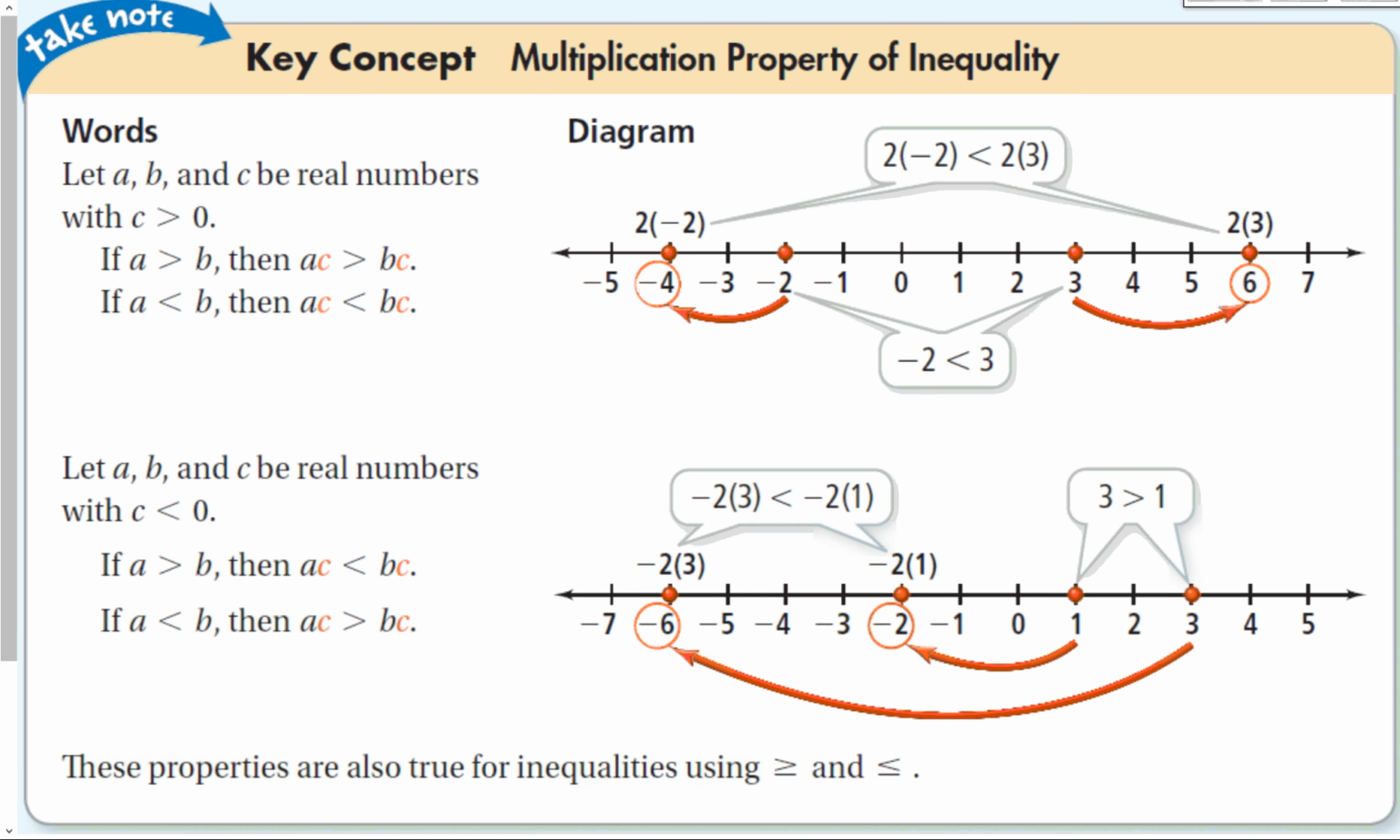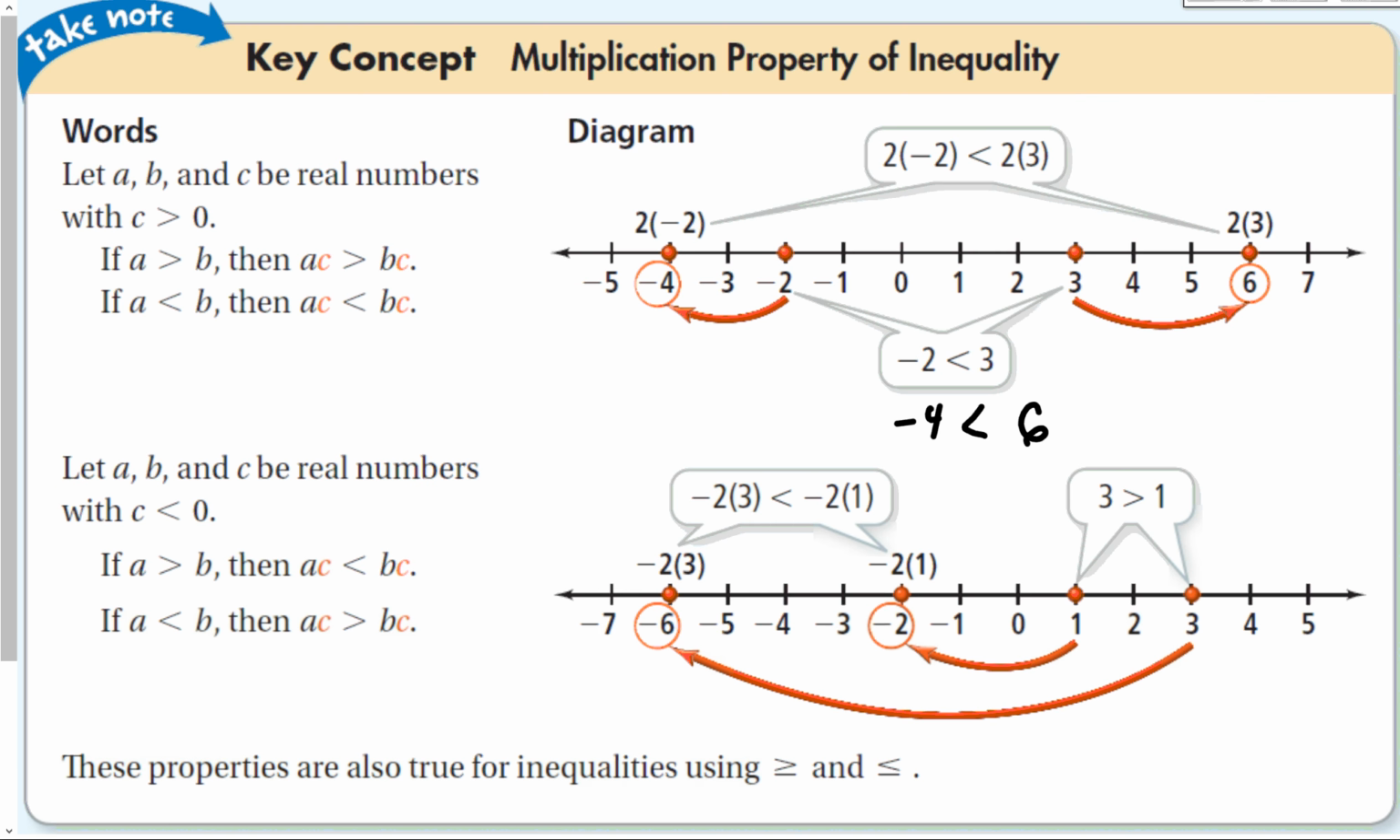Okay, so let's look at this right here and let A, B, and C be real numbers. Basically, if we multiply both sides by a number that is bigger than 0, we keep our inequality similar. For instance, if I multiply both sides of this by 2, we get -4 and +6, and -4 is still less than +6.